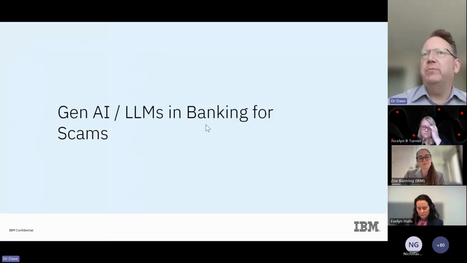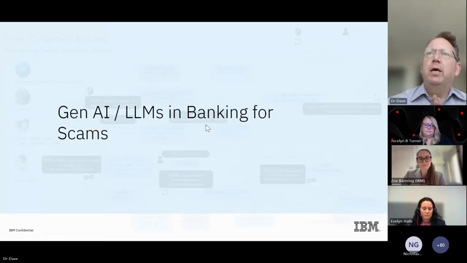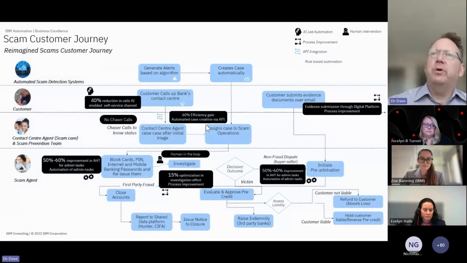Now let's focus down very specifically in terms of GenAI and large language models for banking for scams. This is the scam detection process that we were talking about a little bit earlier, that I went through. And I said to you that there were opportunities for reduction in terms of the number of calls. There were opportunities for automation in terms of efficiency gains, right? And we also said there were opportunities in terms of just reducing the overall cycle time of the process, right?